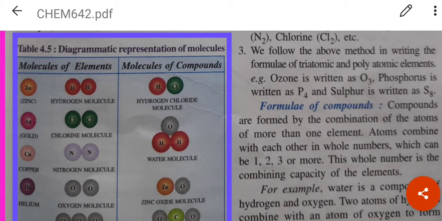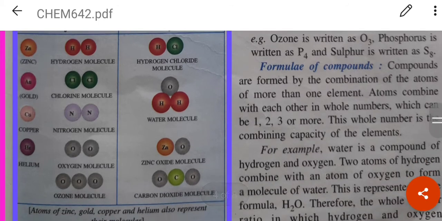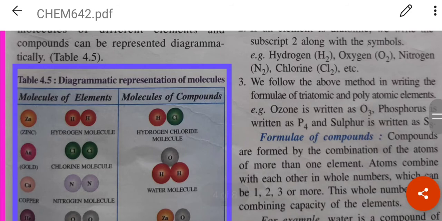So here you can see these are the molecules of elements: zinc, gold, copper, helium. They are monoatomic, made up of only one atom. Hydrogen, you can see two atoms of hydrogen forms hydrogen molecule, two atoms of chlorine forms chlorine molecule, two atoms of nitrogen forms nitrogen molecule, two atoms of oxygen forms oxygen molecule, three atoms of oxygen combine together to form ozone molecule. Then you see molecules of compounds.